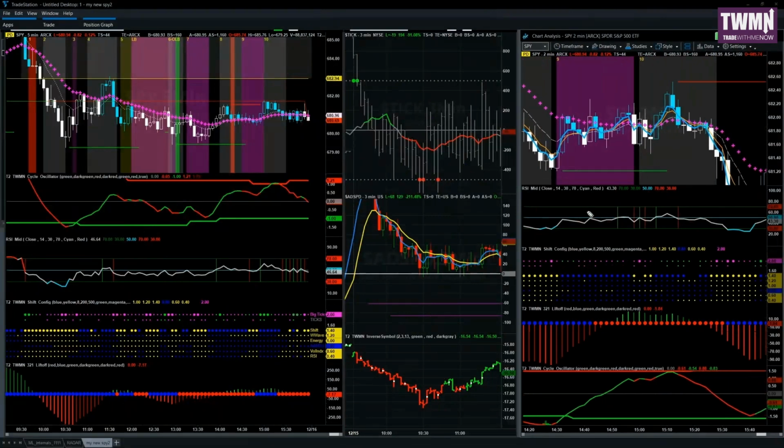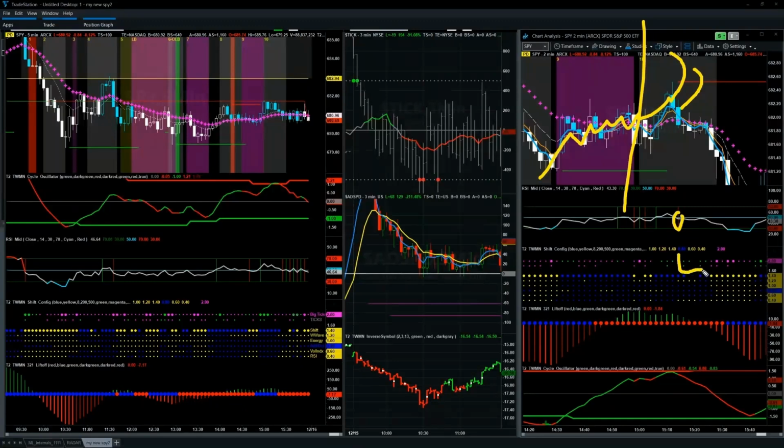Look at this. This is the 3 o'clock. Now we obviously have the trajectory going up. So now I'm waiting for the reversal the other way. Do I have it? Wait for it. Right there.